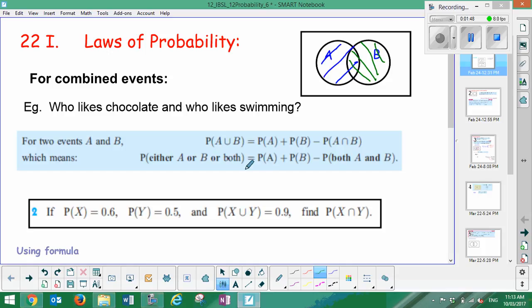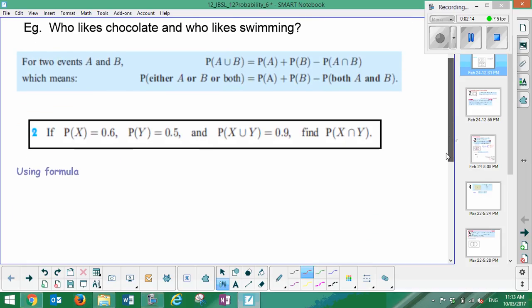So in common language, what does that mean? The probability of either A or B or both, that's what we mean when we take A or B. So it's the whole lot. It's all of this region, A or B. Then it's the probability of A plus the probability of B minus the probability of both A and B.